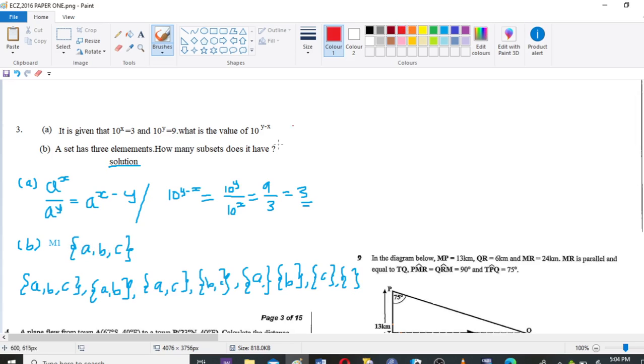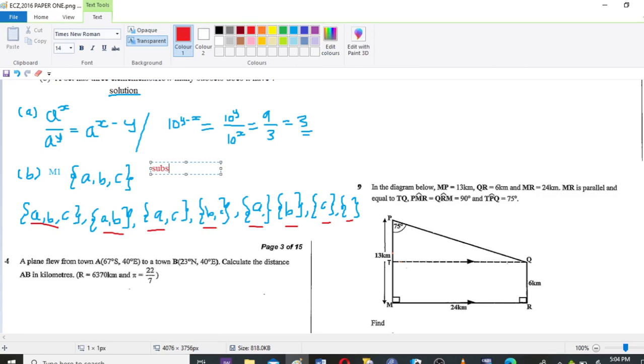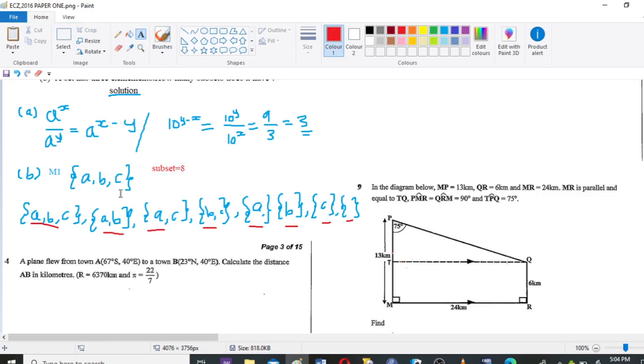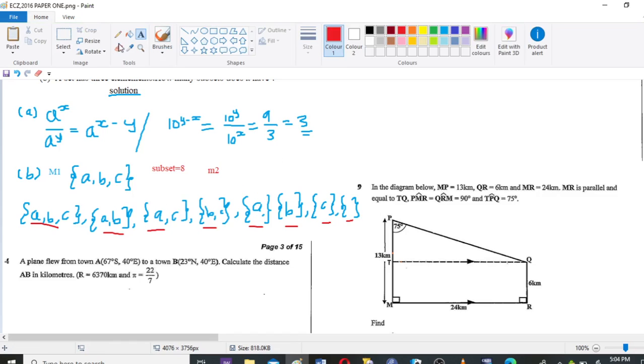All these are subsets of this set, which contains 3 elements. Now let's count how many subsets we have listed so far. We have 1, 2, 3, 4, 5, 6, 7, 8. So how many subsets does this set have? The number of subsets is equal to 8. So this set, which has 3 elements, has 8 subsets. Alright, so this was method 1. Now we have method 2, which we can use right here on top.